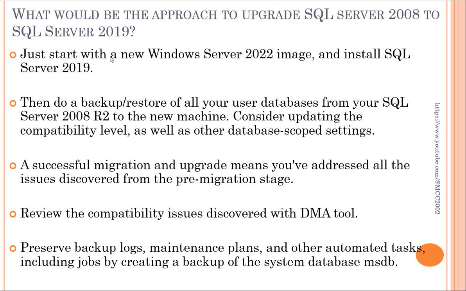So just start a Windows upgrade from a newer Windows 2022 image with SQL Server 2019. Okay, then take a backup of the databases from this machine and consider the upgrade at the computer level as well as other database scope settings. Successful migration and upgrade means addressing all the issues discovered in the pre-migration stage.